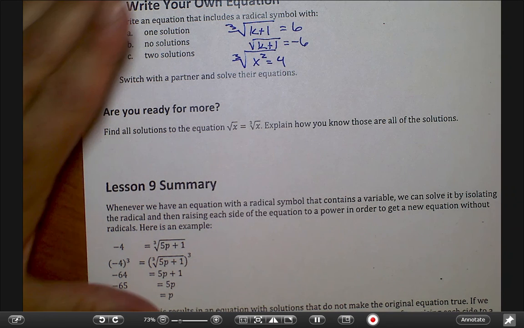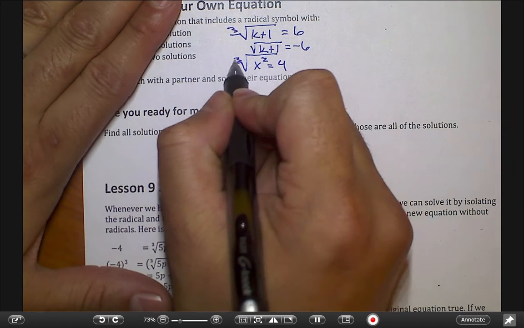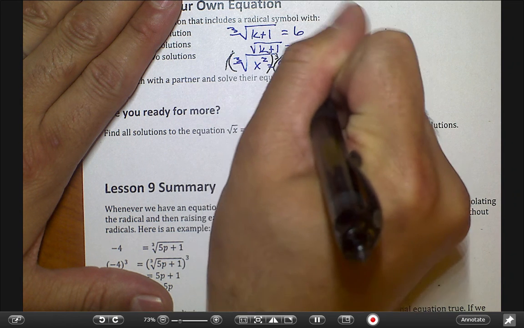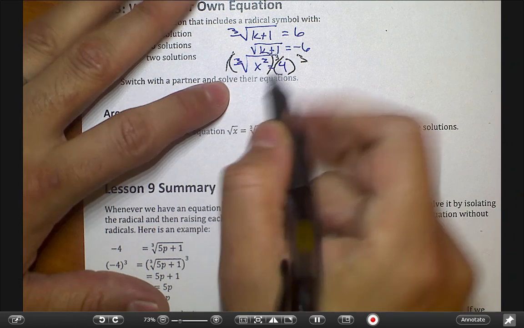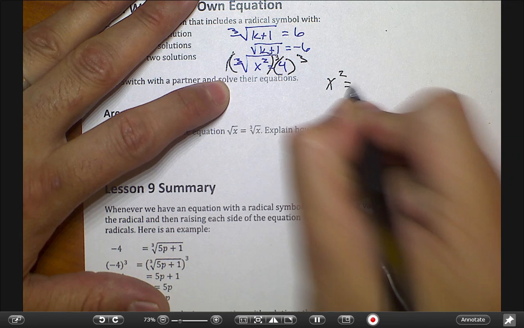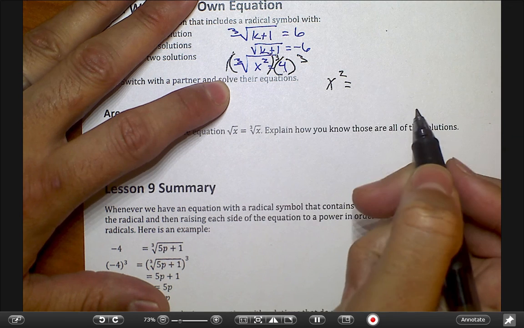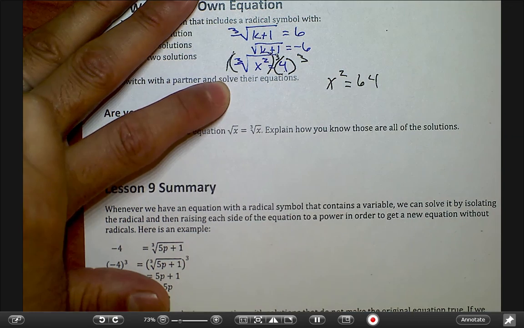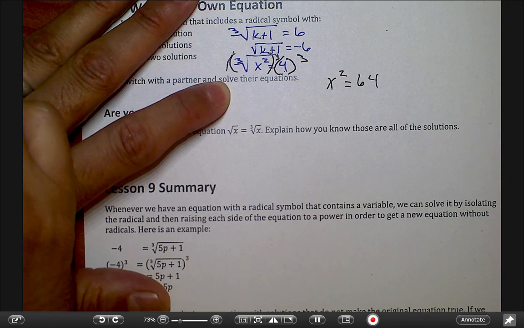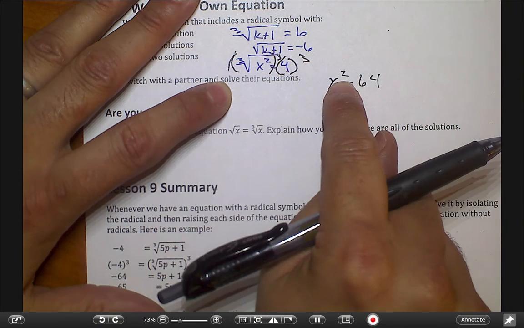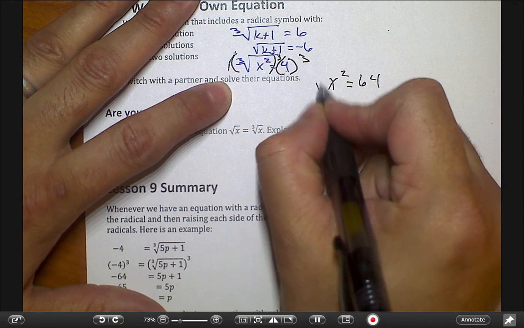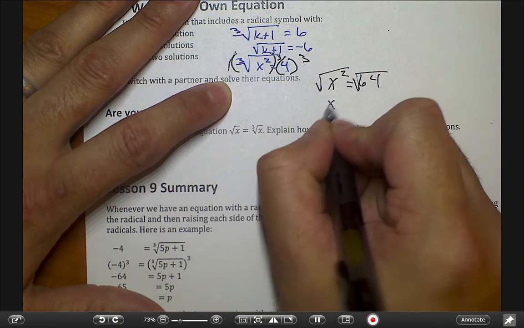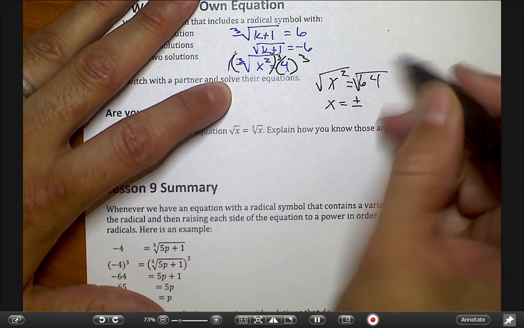So I'm starting with the cube root. How do I undo a cube root? Cube it. So right here, I'm gonna be left with x squared equals 4 cubed. What's 4 to the third? 64. And this is the part right here. What do I have to do to get rid of my square? Square root. So I square root both sides, but when I square root, what has to happen? Plus or minus. So it's x equals plus or minus 8.